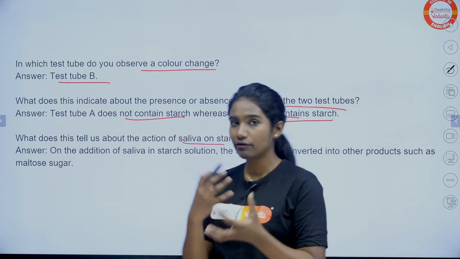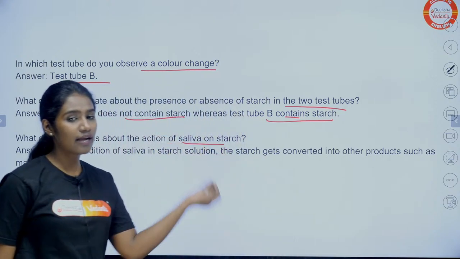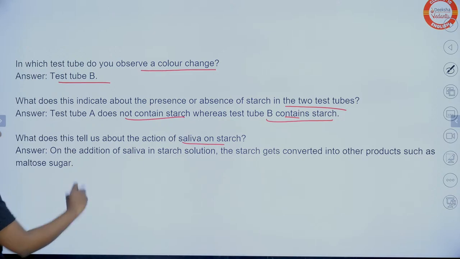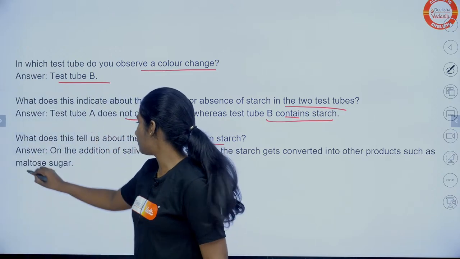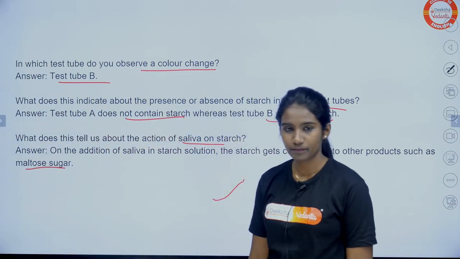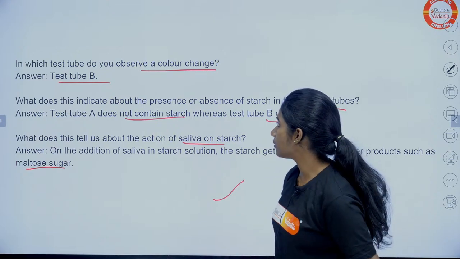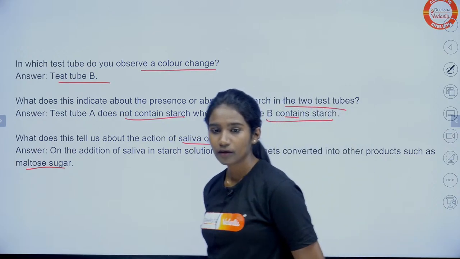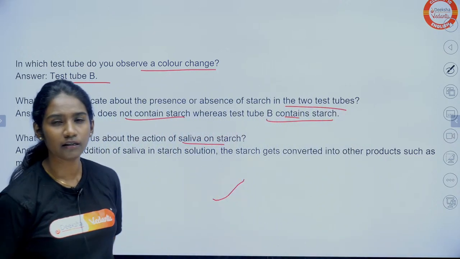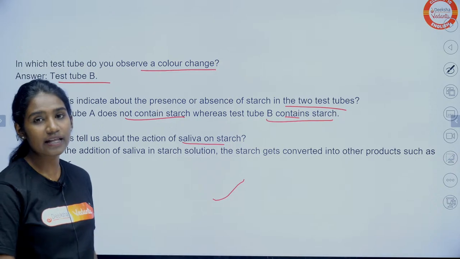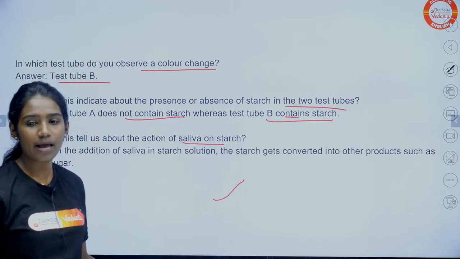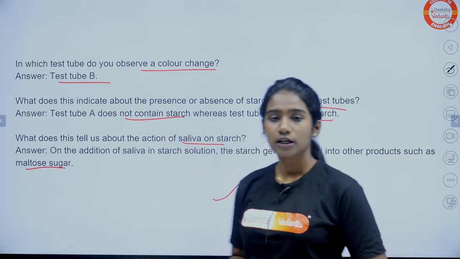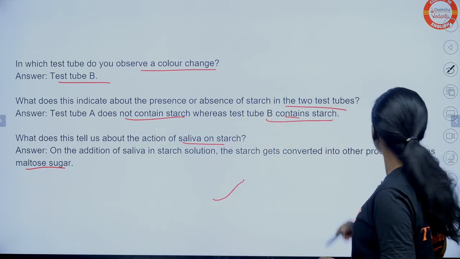And what does this tell us about the action of saliva on starch? Saliva has salivary amylase, and that salivary amylase converts starch into maltose sugar, which is one of the simplest forms of sugar. So this is all about activity 36.3, wherein they are testing the function of salivary amylase. Clear with that? Shall we move on to the next question, students?